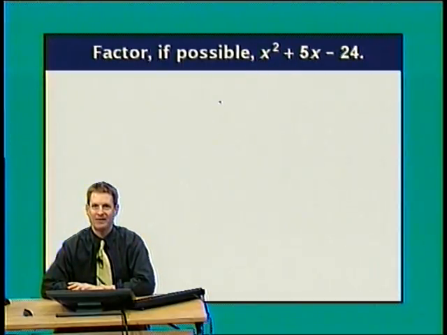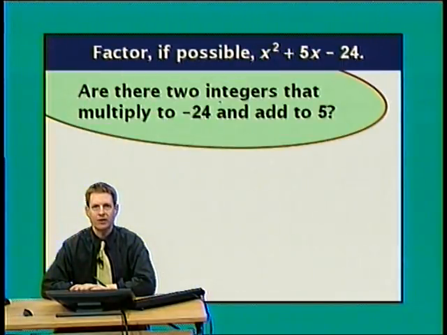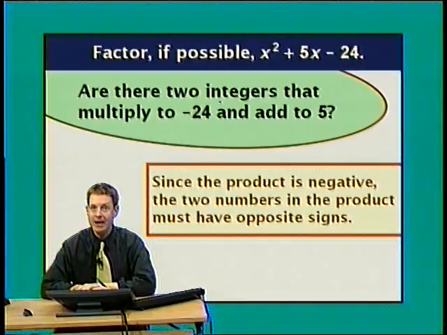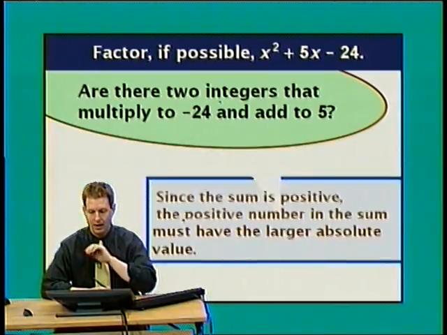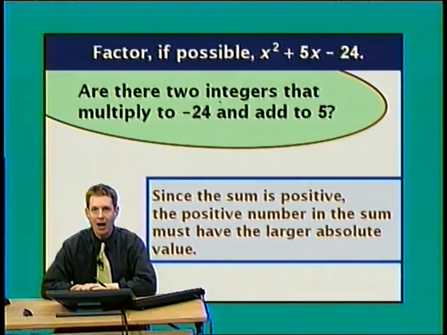Let's factor x squared plus 5x minus 24. I want two integers that multiply to the constant, which is negative 24, and add to the linear coefficient, which is positive 5. Are there two integers that multiply to negative 24 and add to 5? Since the product is negative, the two numbers in the product must have opposite signs. But this time, I'm going to cut my list of candidates in half because since the sum is positive, the positive number in the sum must have the larger absolute value. Remember, when you add numbers with opposite signs, the sign on the sum is the same as the sign on the number that has the larger absolute value.